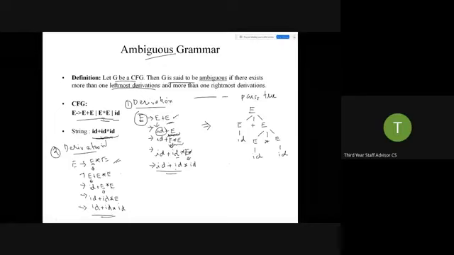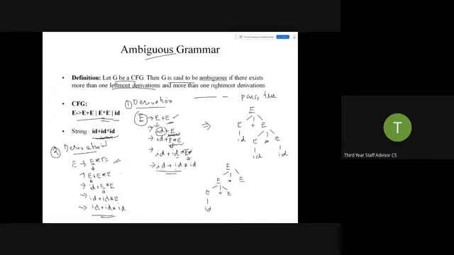Okay, so what will be the parse tree? First of all, we have a start symbol. That start symbol is replaced with E star E. Then the leftmost E is replaced with E plus E. In the next step E is replaced with ID, and in the next step the leftmost E is replaced with ID, and in this last step this E has been replaced with ID. So this is the parse tree for this particular leftmost derivation.